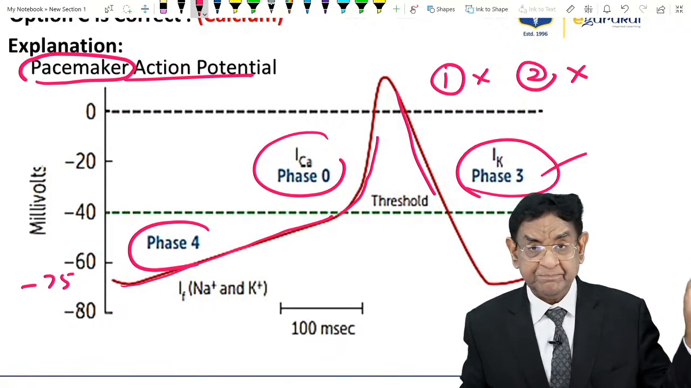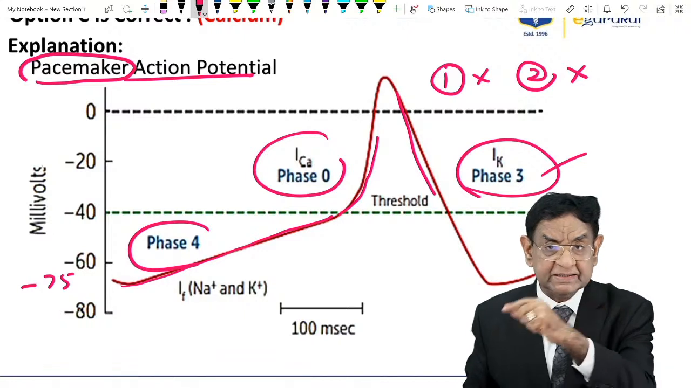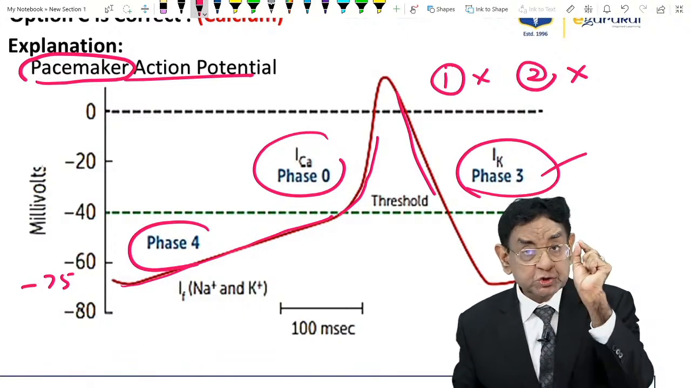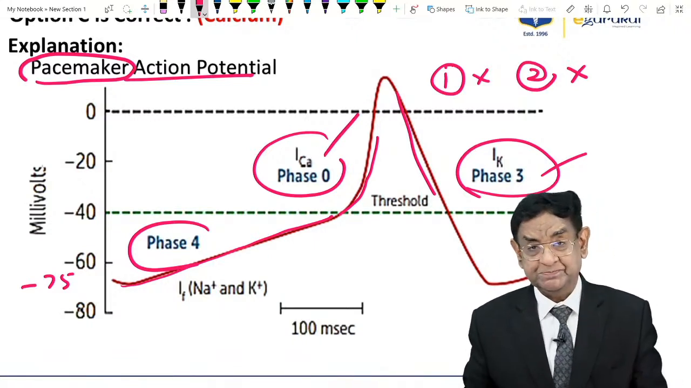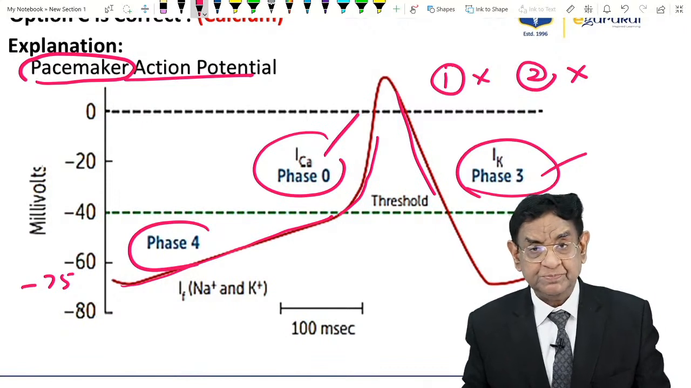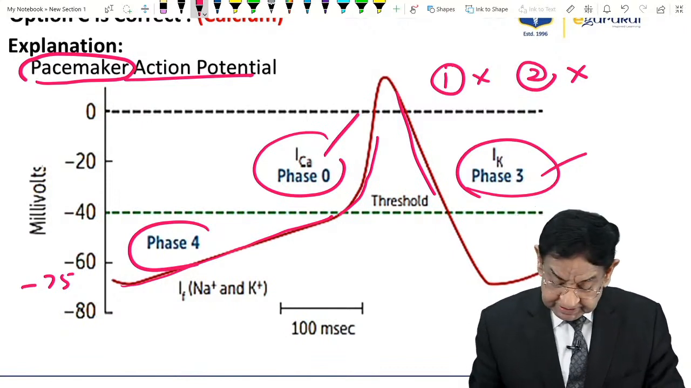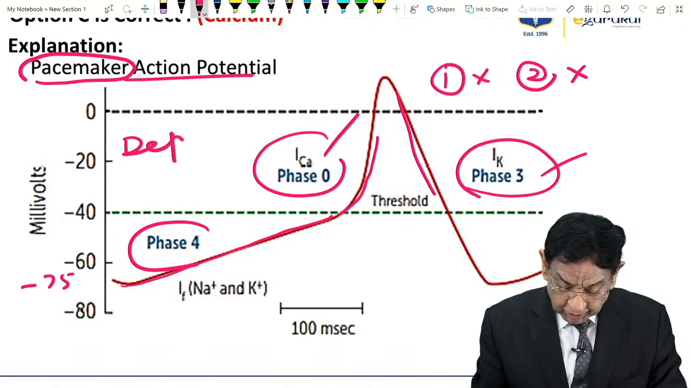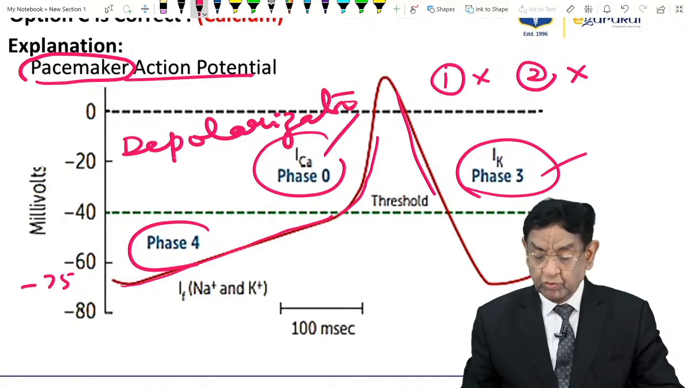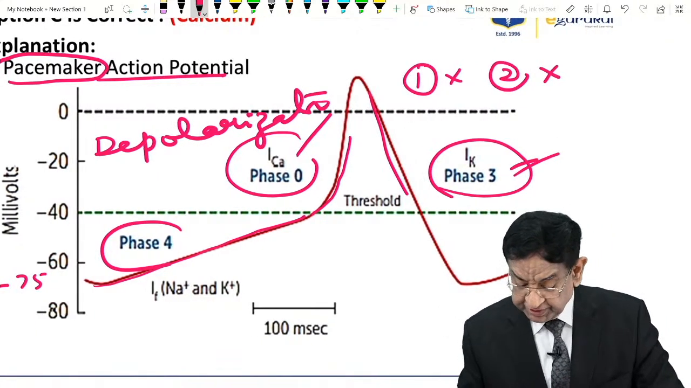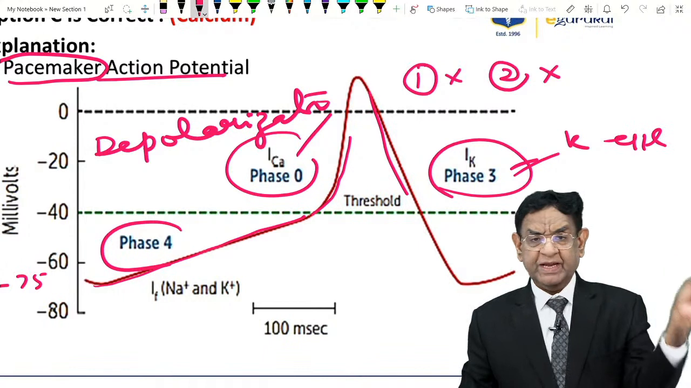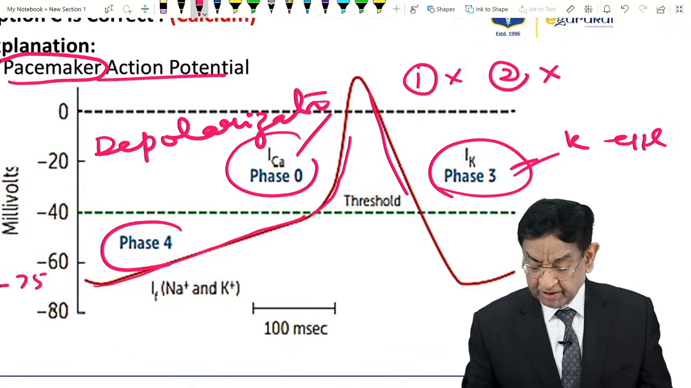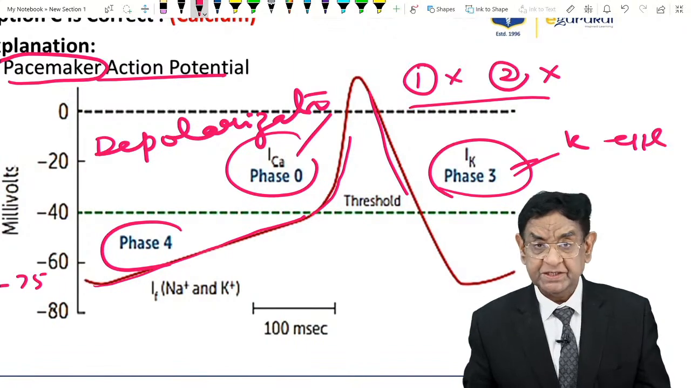Fine. Now let us see what happened in phase 0. What was there in the previous? Which ion enters the cell? Speak out. Yes, sodium enters in phase 0. Here the calcium enters, not the sodium. Point to be noted. It's the calcium which is causing this, so this calcium entry will lead to depolarization. After that, we have phase 3. Phase 3 is potassium efflux. That is the same as what happened in the normal cardiac tissue, but of course phase 1 and phase 2 are not there. Understood?